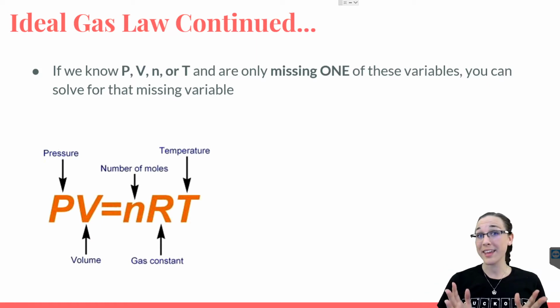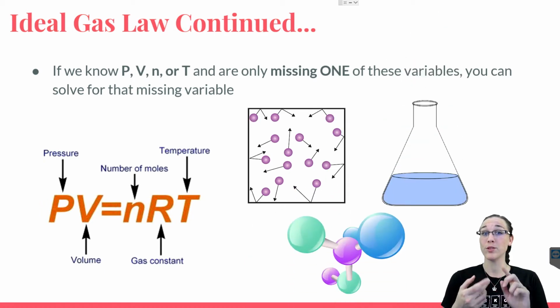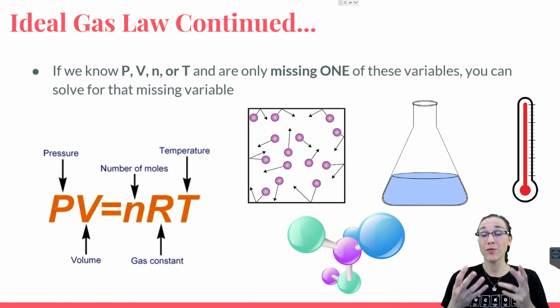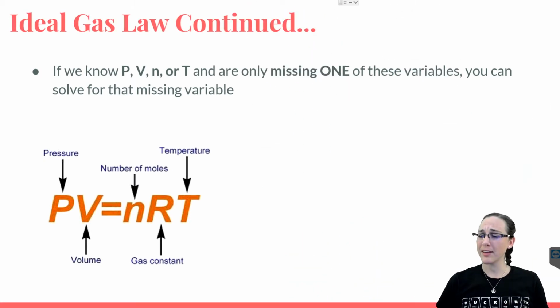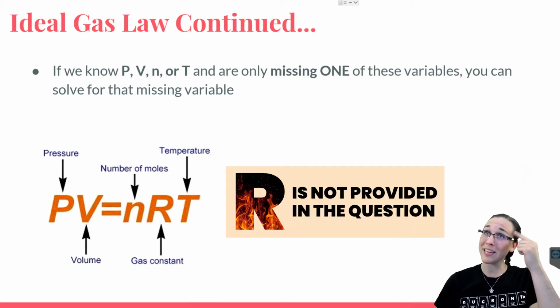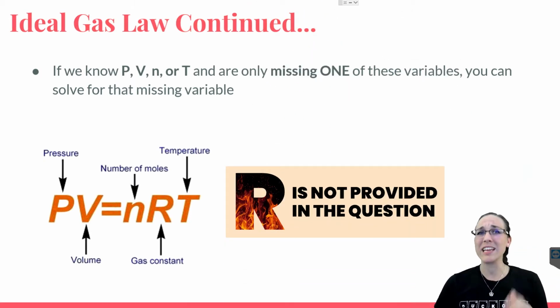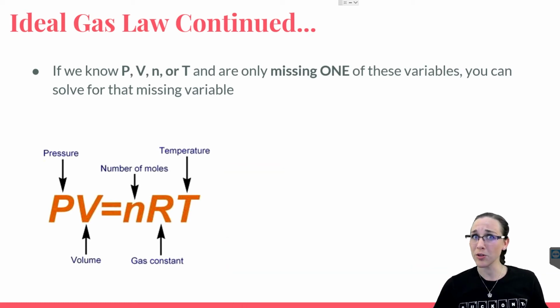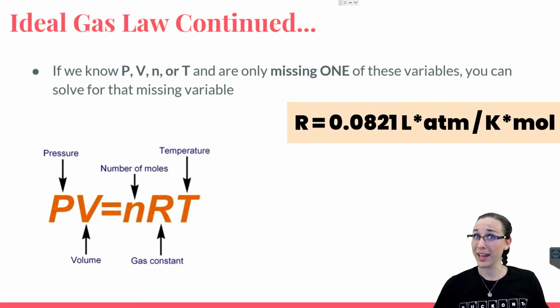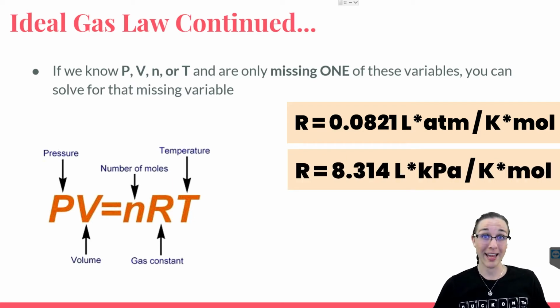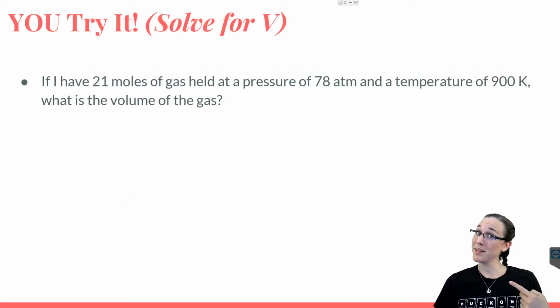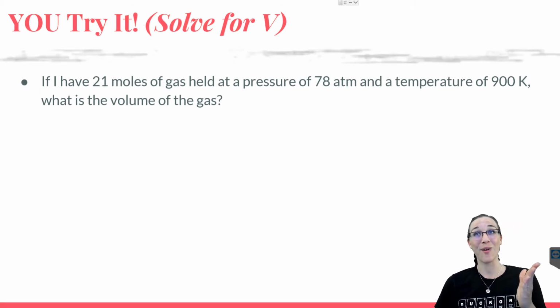So the great thing about this gas law equation is that if you're just missing one of the variables, either pressure, volume, moles, or temperature, you can solve for that one variable. Keep in mind that your R is assumed to be in your head. They're likely never going to give you that R value. They're assuming you remember that it's 0.0821 atmospheres or 8.314 kilopascals units. Now that you've seen me solve one, go ahead and give this one a try. Pause the video now.